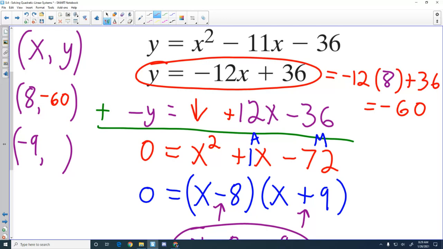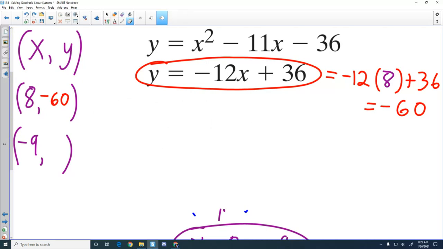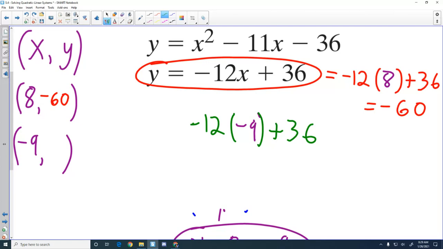Now we just want to do the same exact thing with our other x value. So now I'm going to plug in the negative 9. Negative 12 times negative 9 plus 36. That gives us 144. So when we had an x value of negative 9, we have a y value of 144. Awesome.